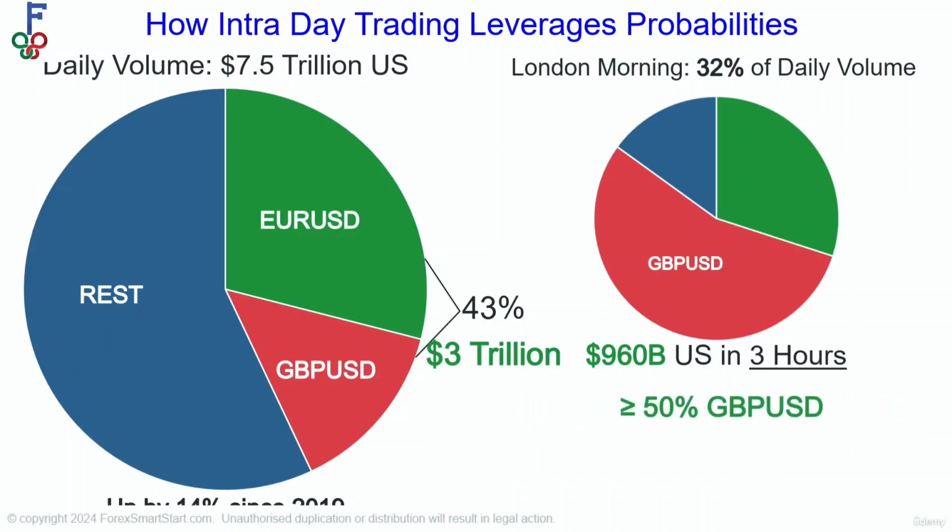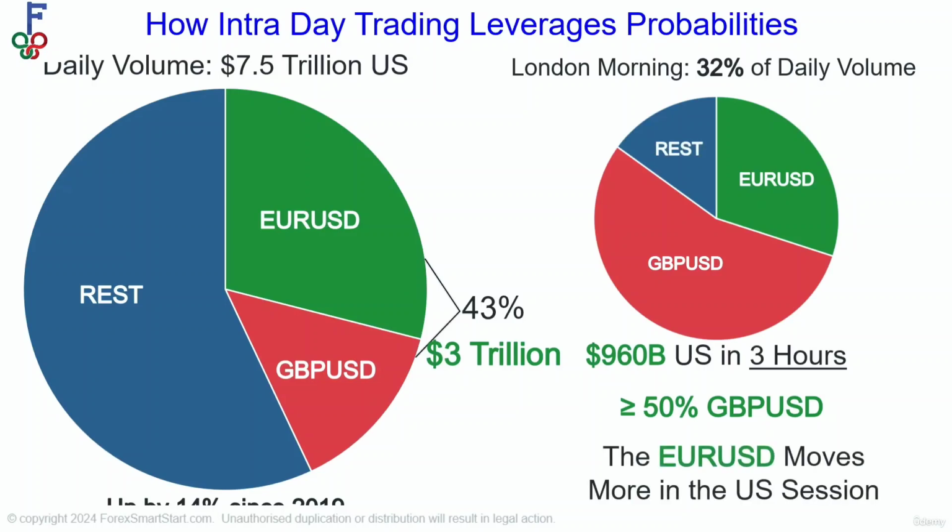Around about 50% of the market volume on the London morning session is the GBP USD, and the remaining is the Euro USD and the rest. The Euro USD moves more in the US session than it does in the London morning session.